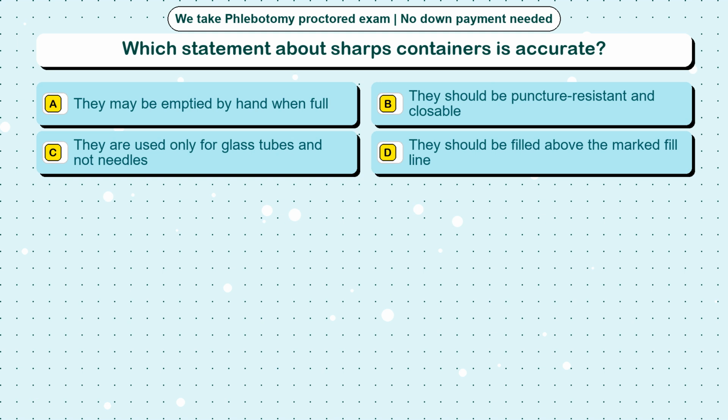Question 18. Which statement about sharps containers is accurate? Option A. They may be emptied by hand when full. Option B. They should be puncture resistant and closable. Option C. They are used only for glass tubes and not needles. Option D. They should be filled above the marked fill line.